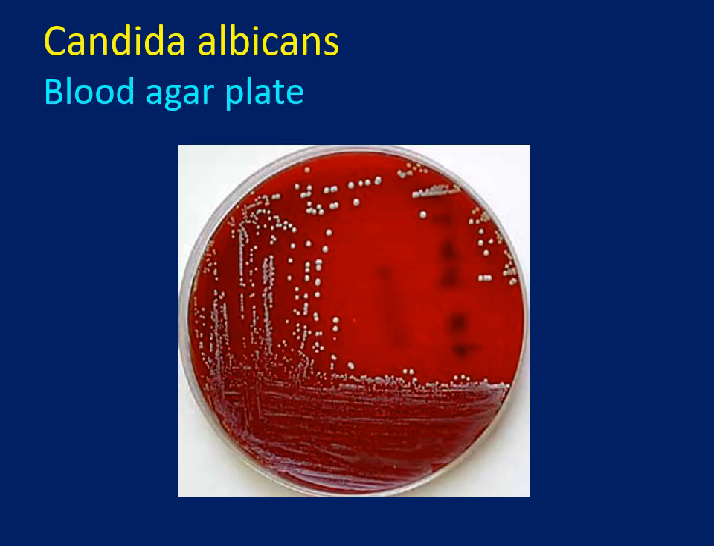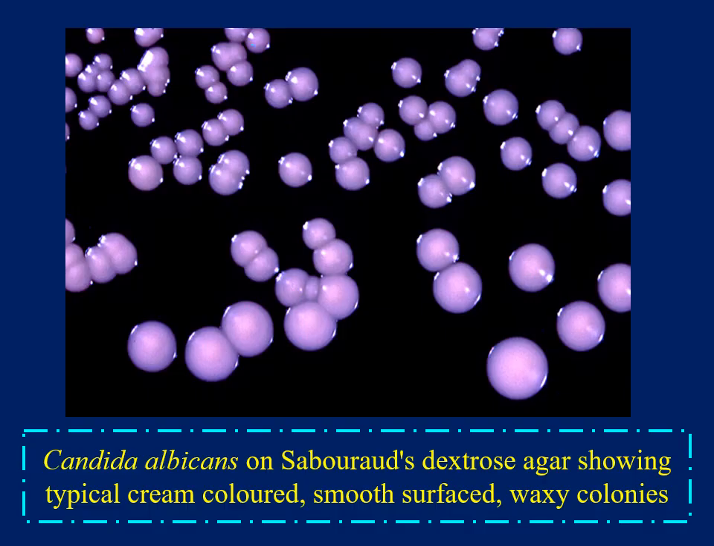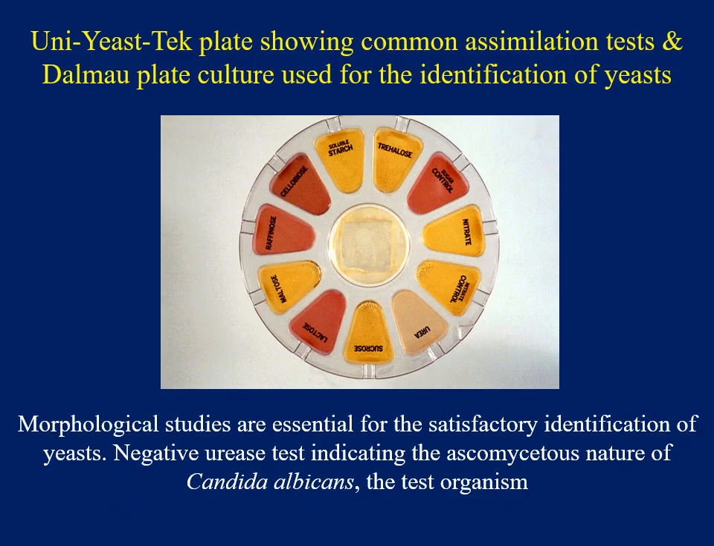This is what Candida albicans looks like on a blood agar plate. For those of you who have attended the microbiology laboratory session, it can easily be missed with staphylococcal colonies. This is Candida albicans on a Sabouraud dextrose agar medium. You can see they look like waxy, smooth, shiny colonies. They are very typical of Candida.